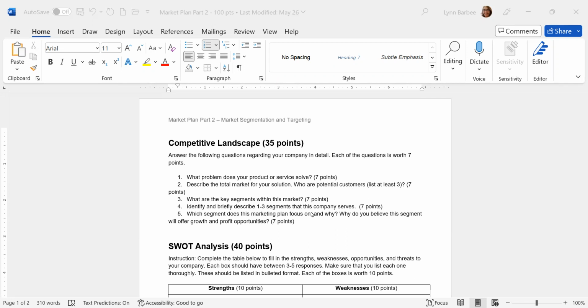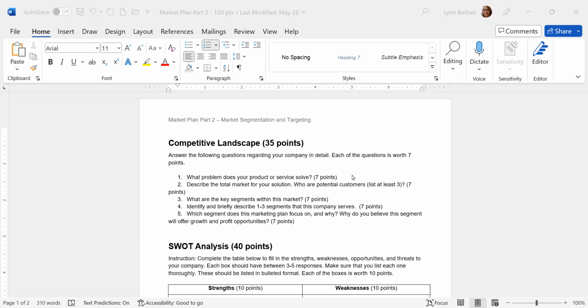Okay, so each section is listed by how many points you can get for that section. Each question has how many points for that question, okay? So first we're going to talk about the competitive landscape. Who are the people out there that you are trying to get to buy your product? And who else is out there doing the same thing?